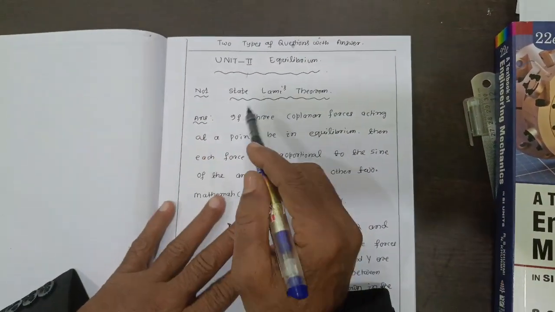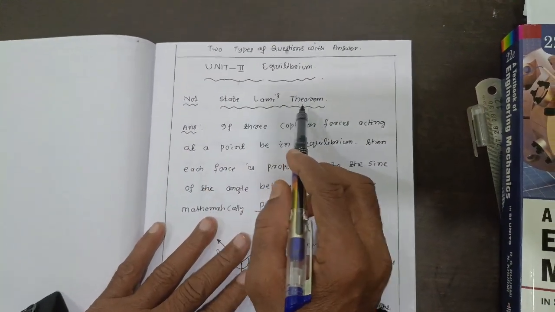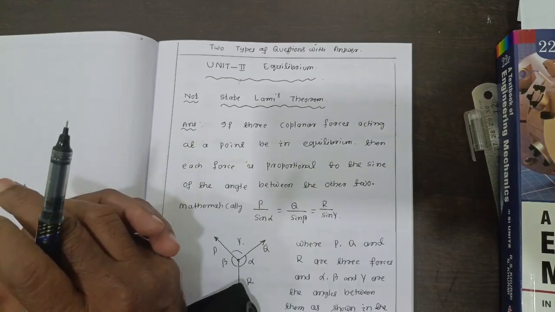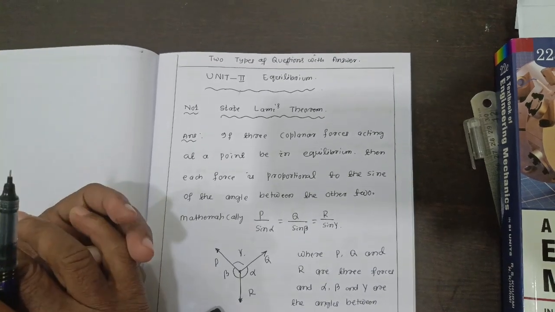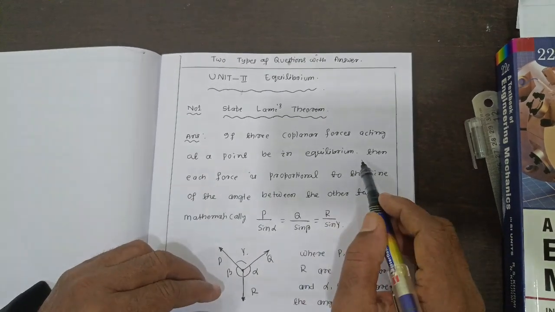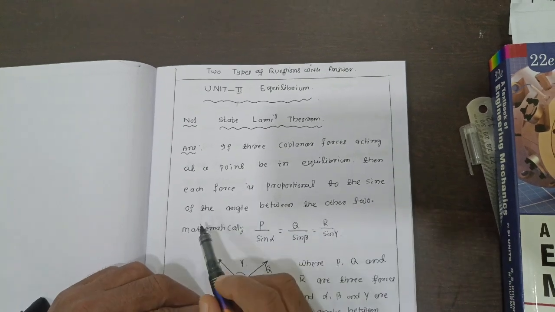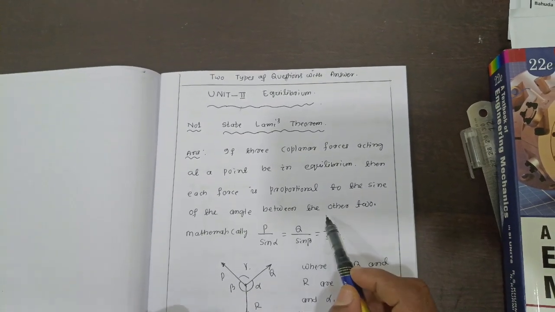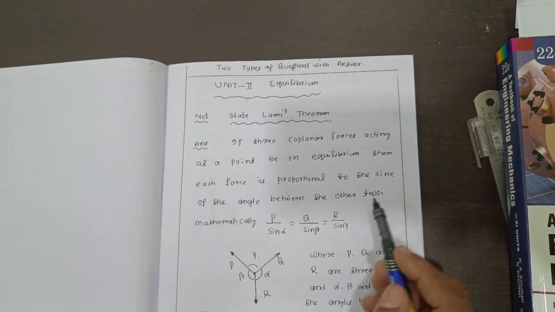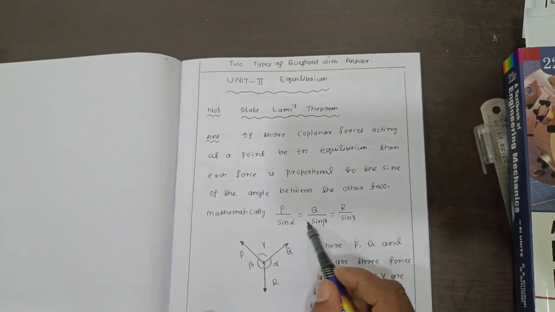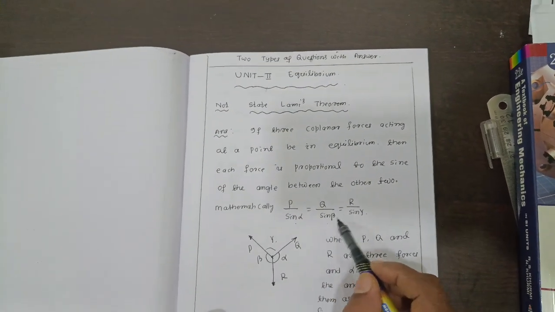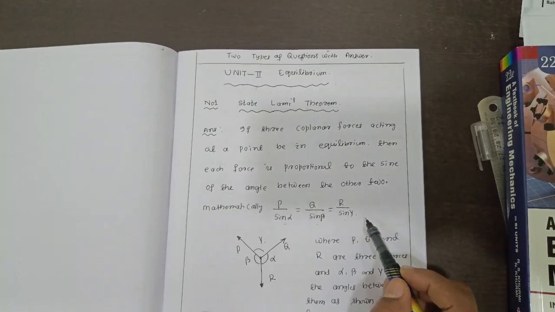Then next question is state Lami's theorem. If three coplanar forces acting at a point are in equilibrium, then each force is proportional to the sine of the angle between the other two. Mathematically, P by sine alpha is equal to Q by sine beta is equal to R by sine gamma.